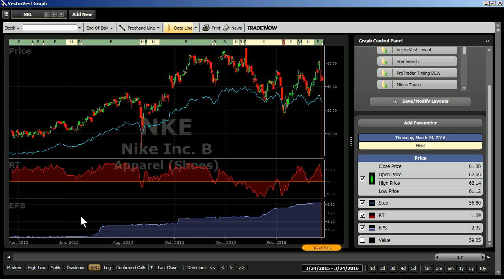And then finally down on the bottom we have the earnings per share. Remember, in VectorVest it is a forecasted outlook for earnings per share, and we're able to track that on the graph. And again, just like the price of the stock, we are looking for that nice lower left to upper right steady movement of the earnings per share forecast.